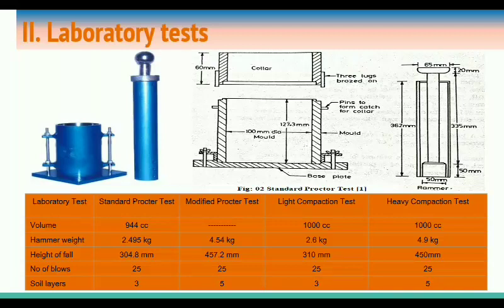There is also an IS code. For the light compaction test, the IS code is IS 2720 Part 7, 1974, and the IS code for the heavy compaction test is IS 2720 Part 8, 1983. So we can go through these IS codes, and you can get all the details about these tests.